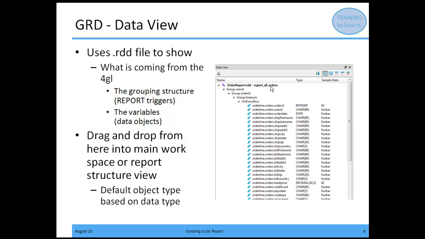Once you've identified the RDD and you've brought in these fields, you are then allowed to drag and drop from the data view into the main workspace or into what we call the report structure view. When you drag and drop, the default object type is going to be based upon the data type as you see listed here.